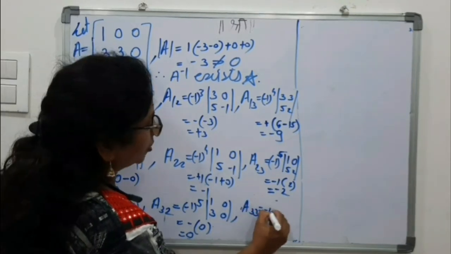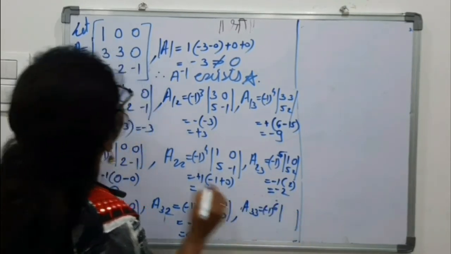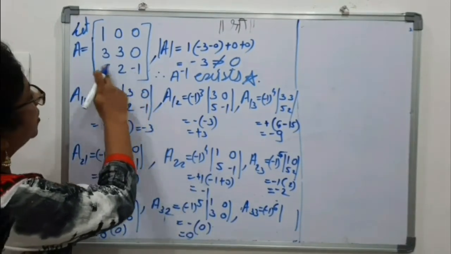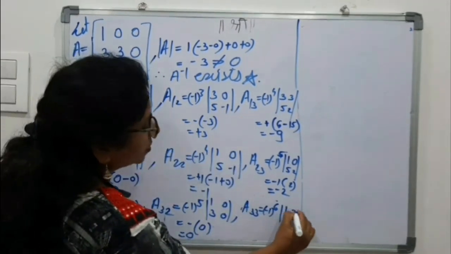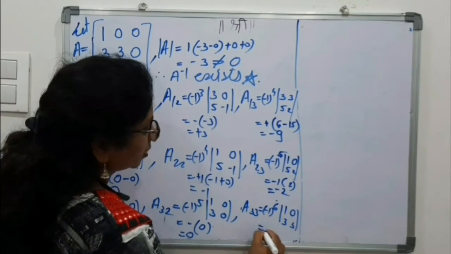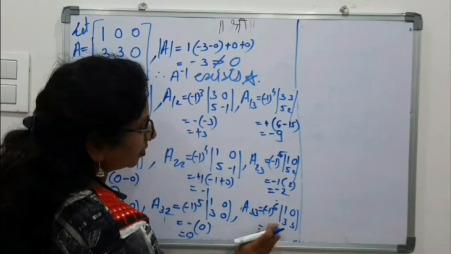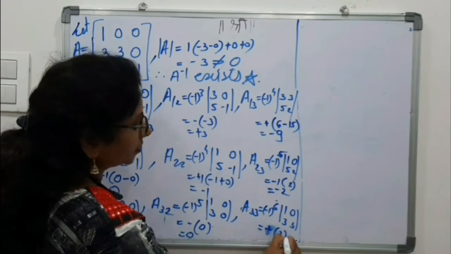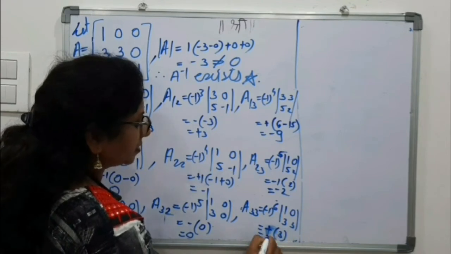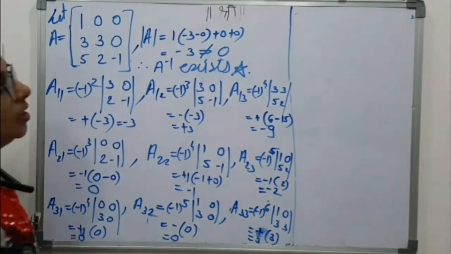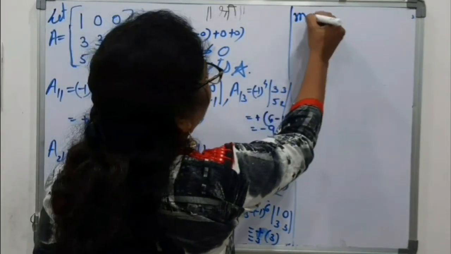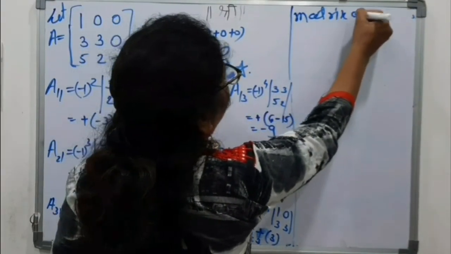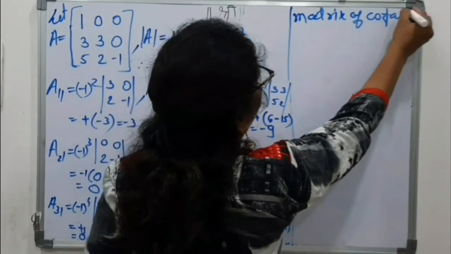A33, minus 1 to the power 6. In determinant this element. So hide this row and this column: 1, 0, 3, 3. So minus 1 to the power even, so plus 1 in bracket 3. Simply plus 3 is the cofactor. Now write down matrix of cofactors.